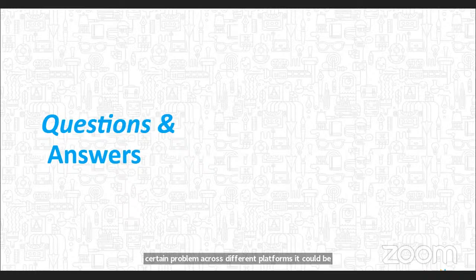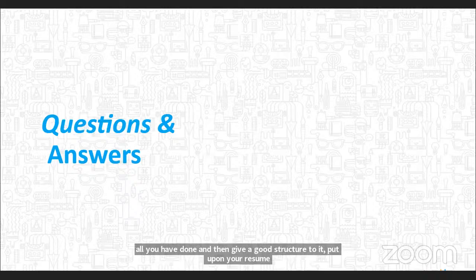Pick up the problem, solve it, build your portfolio, put it on GitHub, what all you have done, and then give a good structure to it, put it up on your resume, and that will start talking about what kind of work you have done in the past.